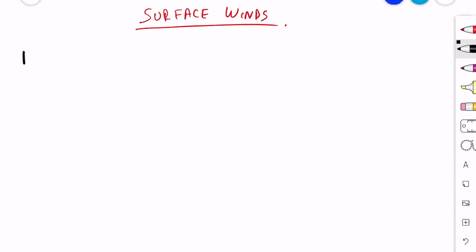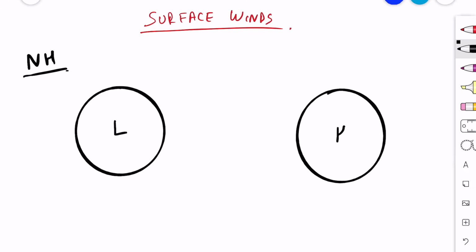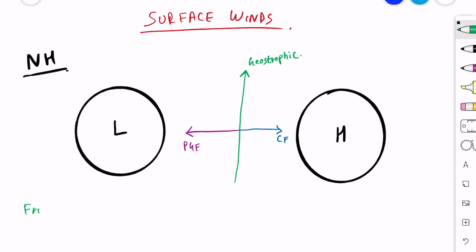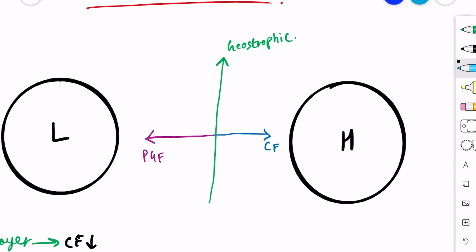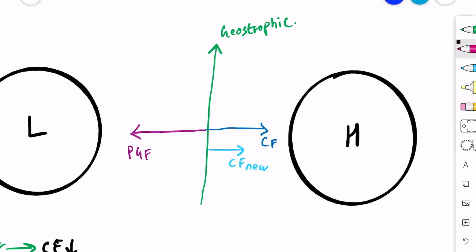So this is again in the northern hemisphere. There's a low pressure area, there's a high pressure area. And this was the direction of the pressure gradient force, and this was the Coriolis force to the right. And we had the geostrophic wind like this, if both were equal, right? But in the friction layer, we know that the Coriolis force has been reduced. So let's say this is the new Coriolis force, which is less. Now since the Coriolis force is lesser, it won't be able to balance the pressure gradient force. As a result, the pressure gradient force will pull the geostrophic wind towards itself like this.